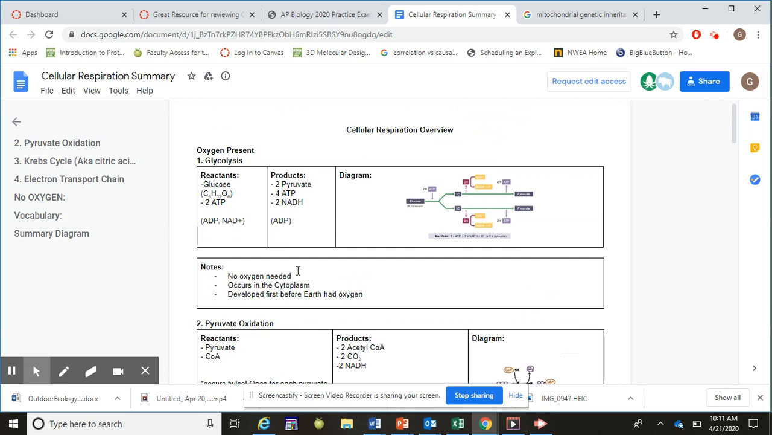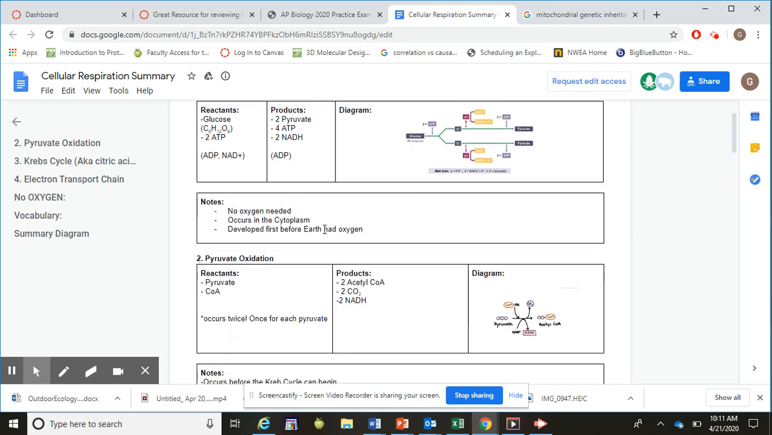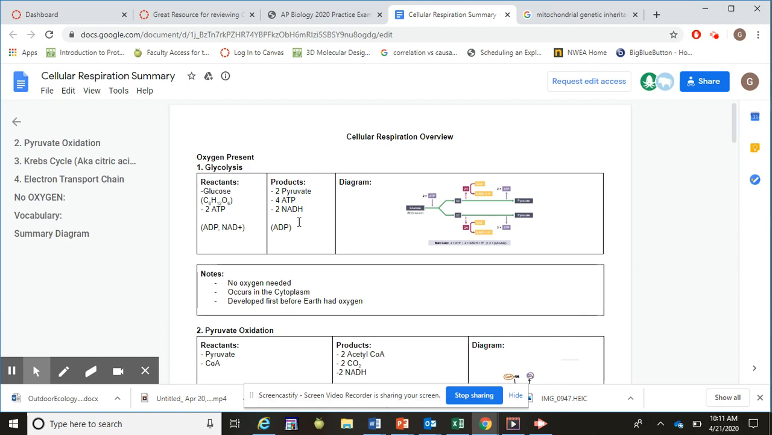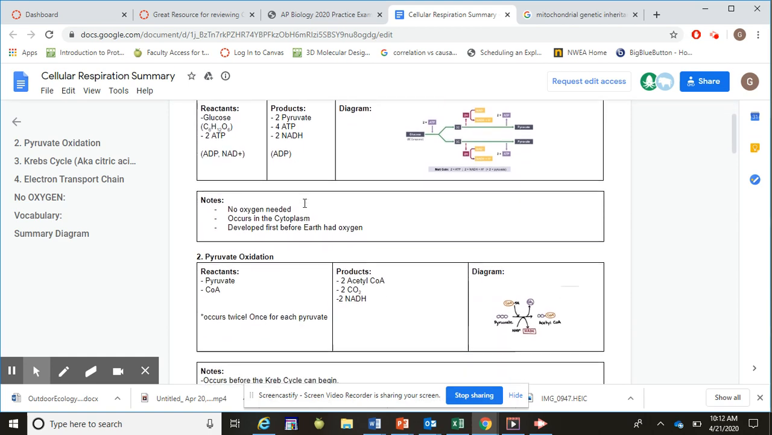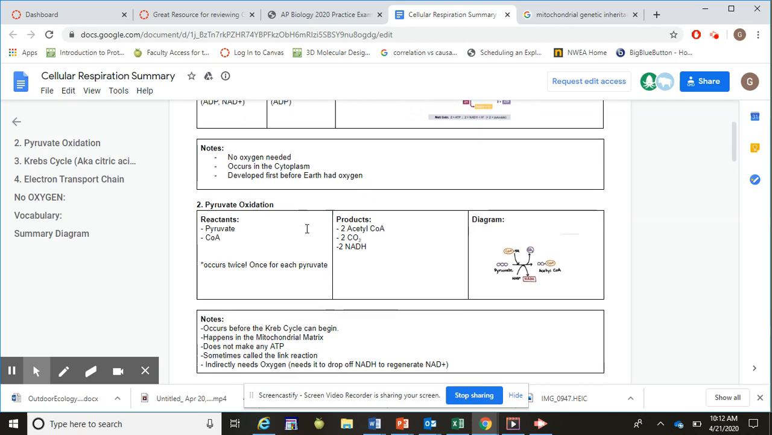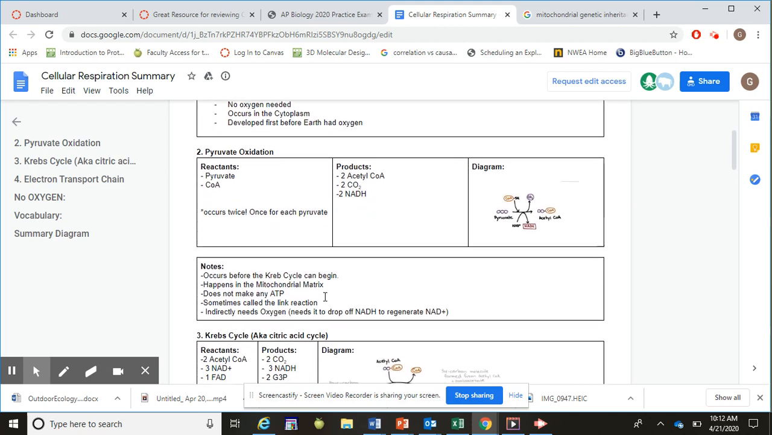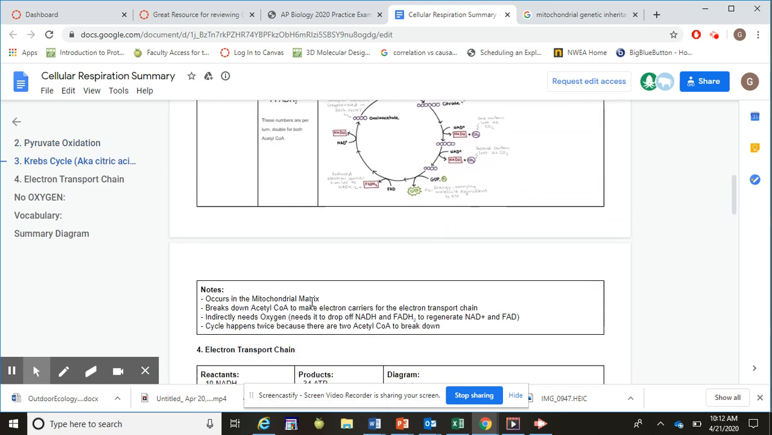Like glycolysis, my favorite part is probably the notes that are added. No oxygen needed, occurs in the cytoplasm. Also, when we get into evolution, we would talk about how early Earth had a low oxygen concentration, so we could reference that glycolysis could have developed before Earth had oxygen. That's an evolutionary perspective, but it's important to know in the context of AP Bio. I don't know if they would go there since we didn't get into evolution, but it's a good note to read. These little notes are all really helpful to go over what happens in each step.